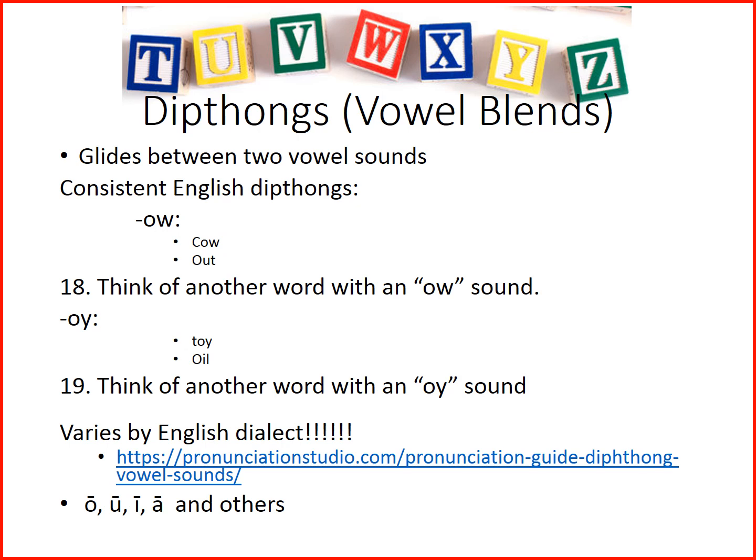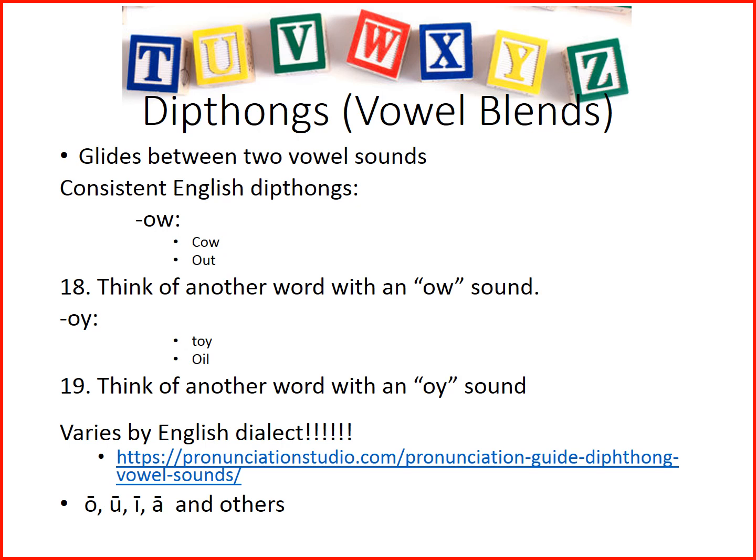Now let's think about oi. So the most common spellings for oi in English are OY and OI. Oi as in toy and oil. So for number 19, pause the video and think of another word with an oi sound.